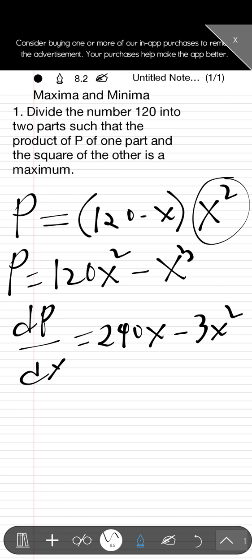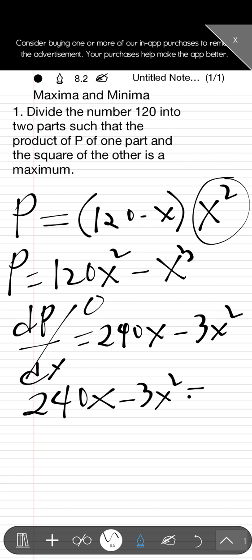After deriving this one, we can equate this one to 0. Okay, so your equation will now be 240x minus 3x squared equals 0. So we have to find the value of x. How will you find the value of x? First thing to do, pwede diretso calculator, no? We divide this one by x, both sides, no?